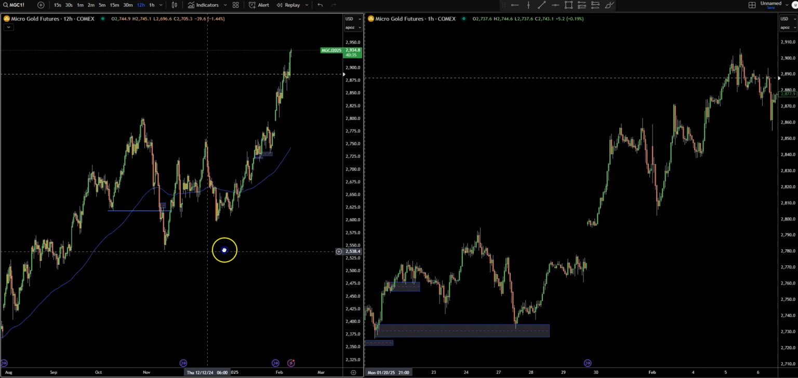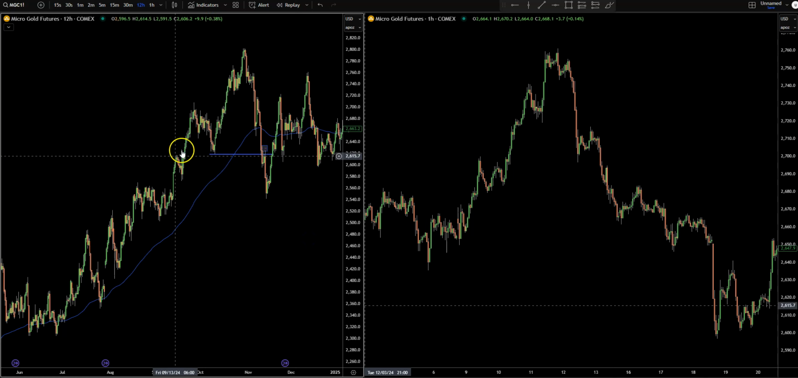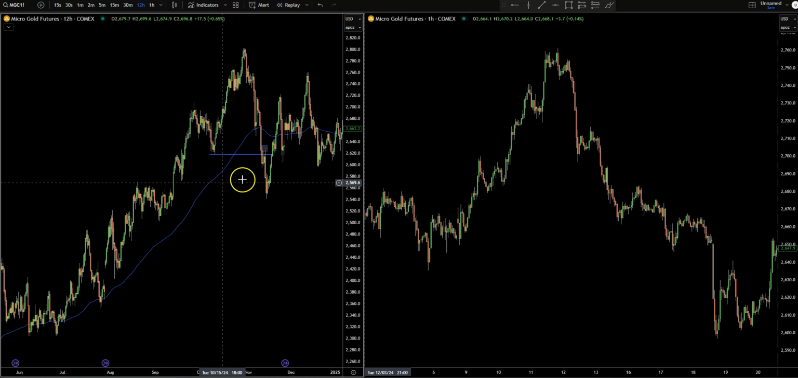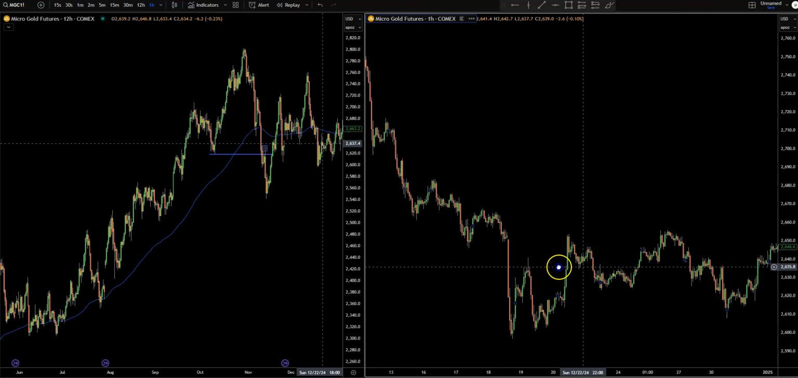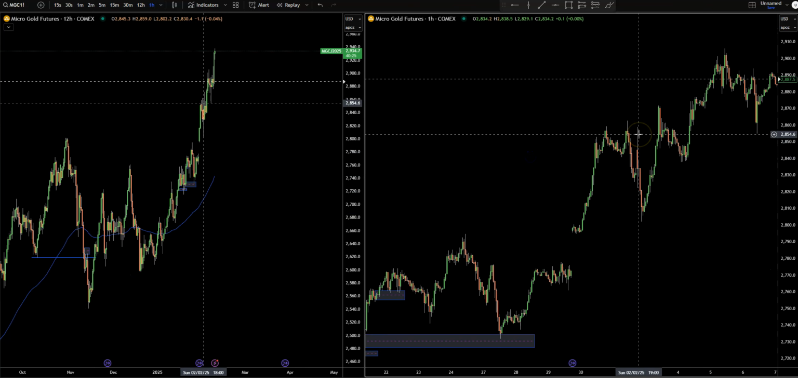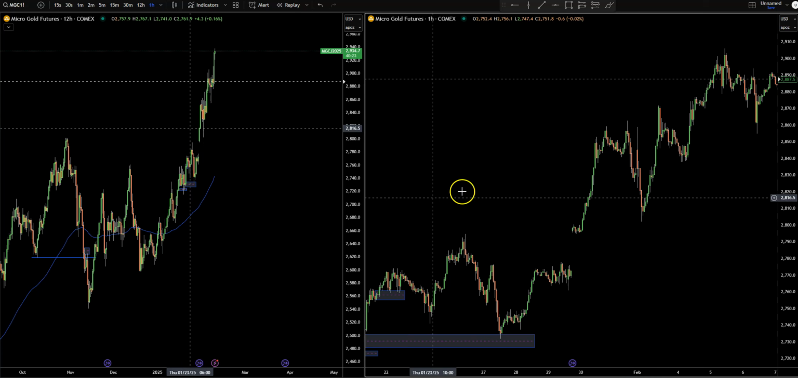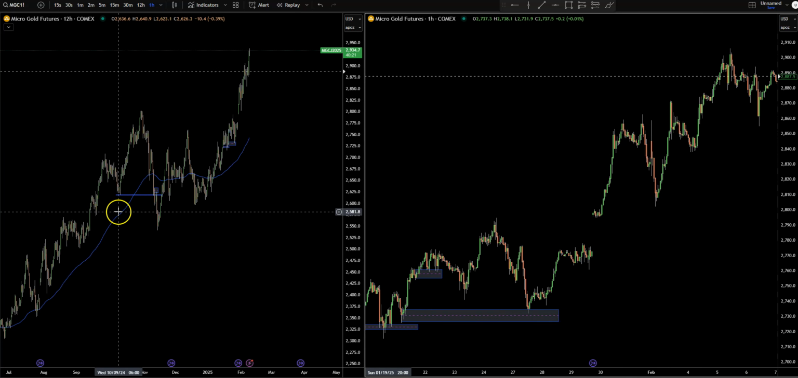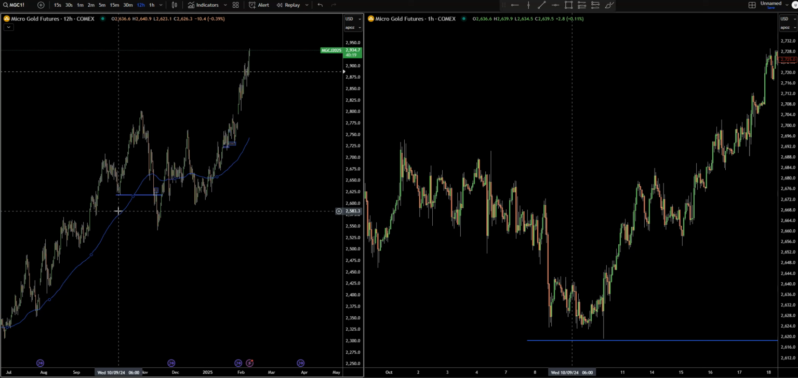And say that when price is above the 100 here on my higher time frame, I only take longs on my medium. I only look for setups on my medium time frame to buy. So you could do that, or you could come up with some other indicator that you like to determine your trend on your higher time frame. But whatever you do, do it consistently.